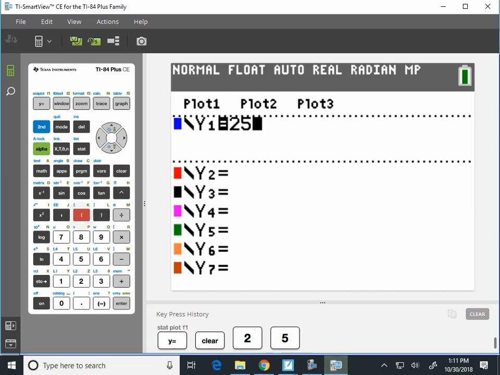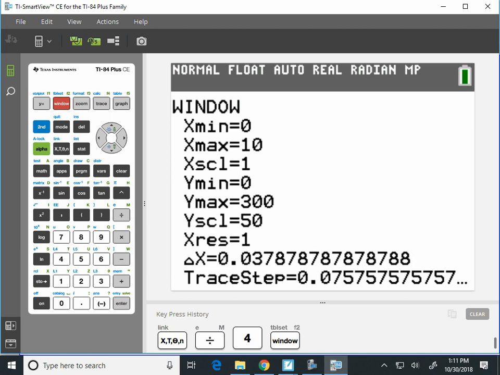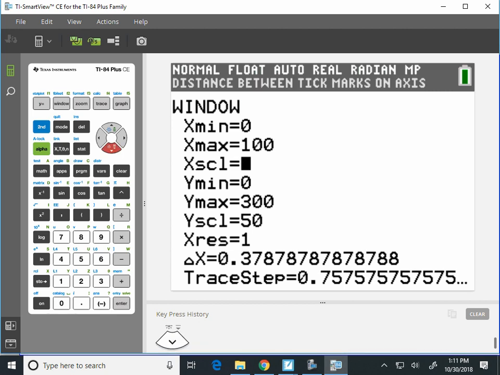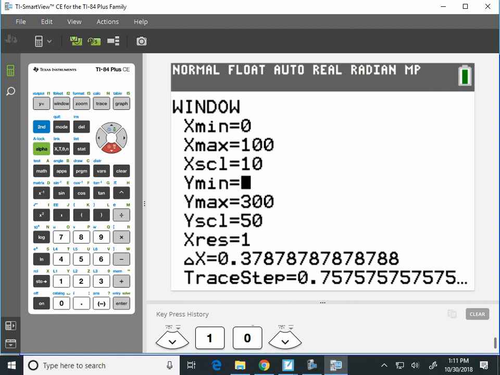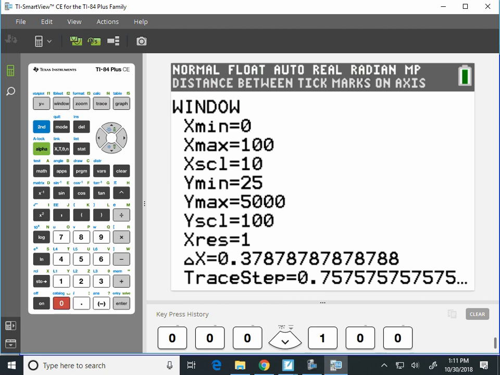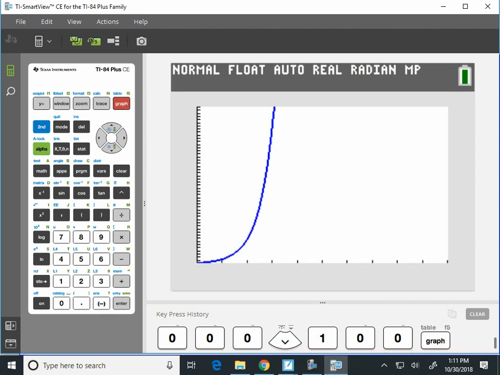We're going to type in our formula, 25 times 2 to the x over 4 power. And when you go to your window, you can set it 0 to 100. You can make the scale whatever your heart desires. I'm going to make my scale go by 10s. You can go by 1s, 5s, or 25s. It doesn't bother me. And we're going 25 to 5,000. I'll make my graph. Your picture should look something like that.